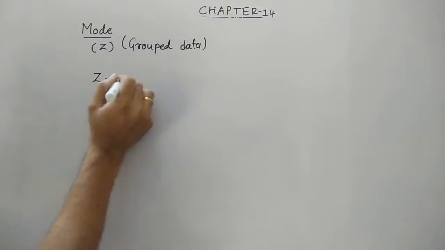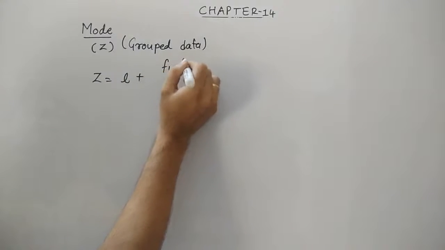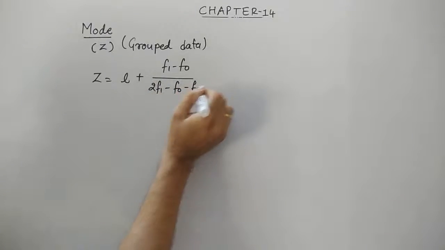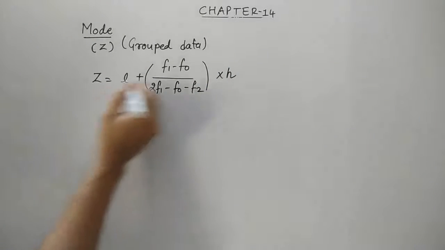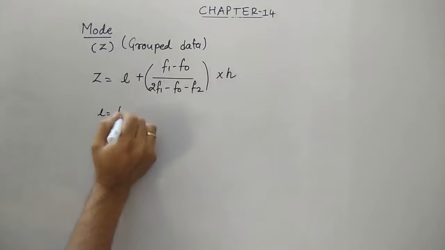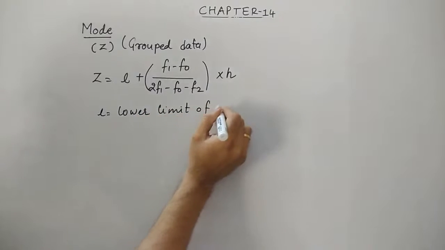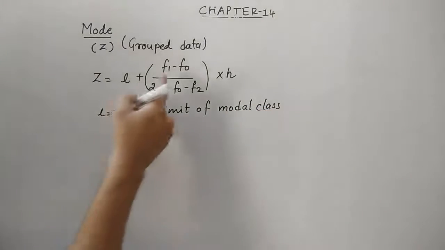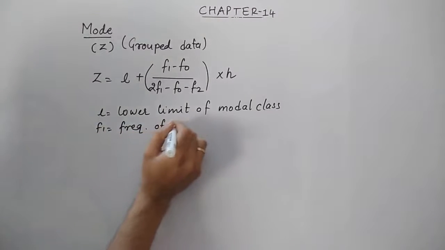The mode Z is equal to L plus (F1 minus F0) upon (2F1 minus F0 minus F2), into H. Let's get the meaning of all these values. Z is the mode, L is called the lower boundary or lower limit of the modal class. Now what is the modal class, that I'll explain. Let's go for F1. F1 is the frequency of the modal class.